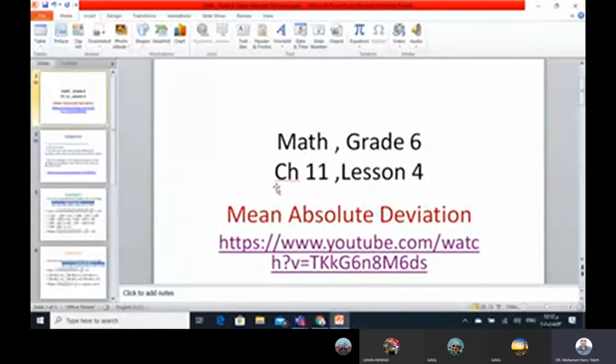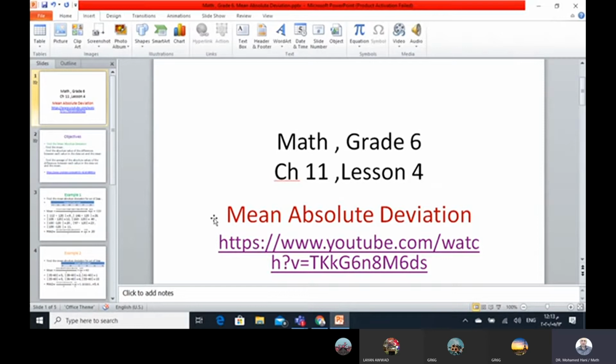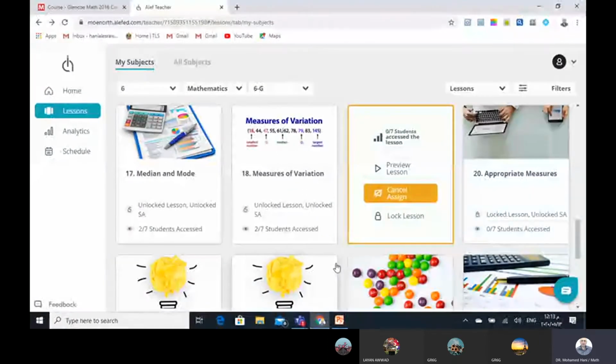Math grade 6. We are in chapter 11, lesson 4. Today we want to learn what the meaning of mean absolute deviation is and how to solve the mean absolute deviation. Before we start our lesson, I want to go to the Alif program.